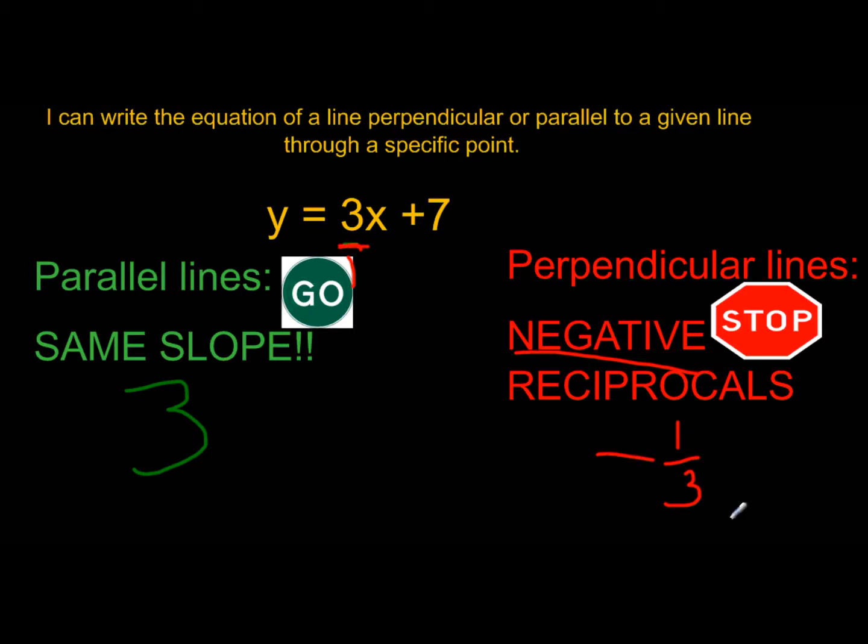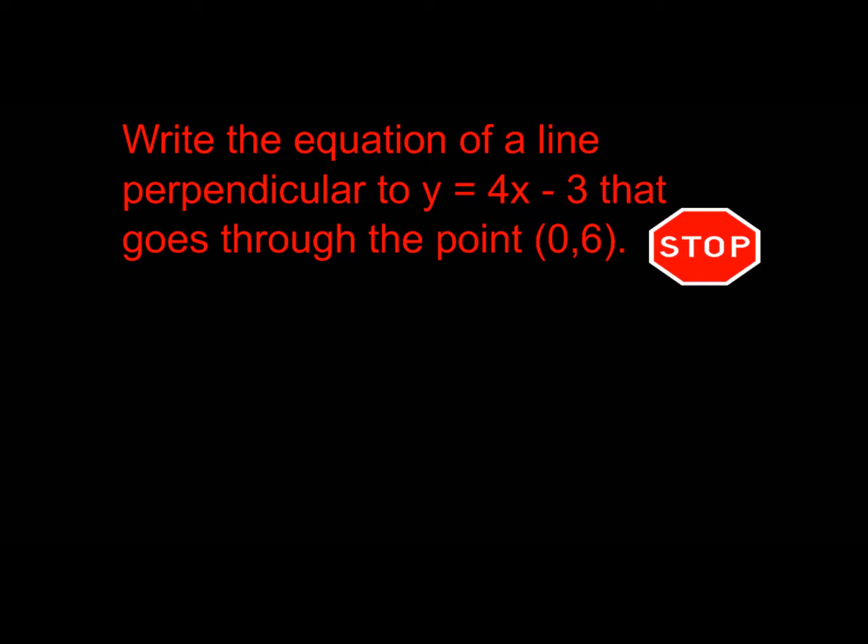I'm certainly not done. I would still need a point in order to write the equation of a parallel or perpendicular line to this equation, but I have a good start. So let's try a few where you're given a point as well. I could start with: write the equation of a line perpendicular to y equals 4x minus 3 that goes through the point (0, 6).